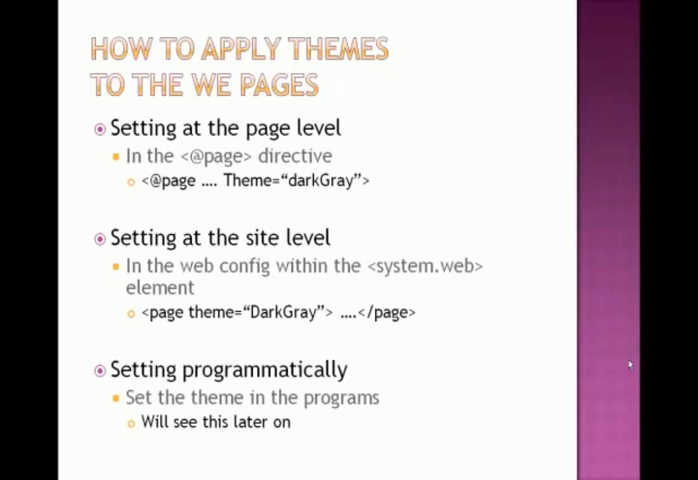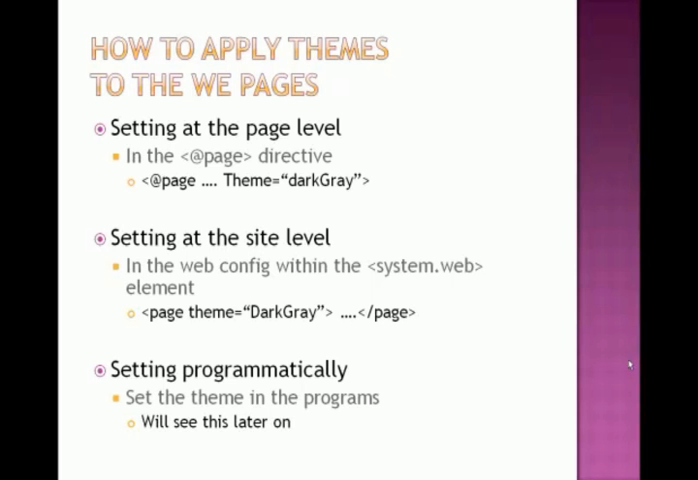There are three ways that you can apply themes to the web pages. You can set the themes at the page level. That is, you go to the page directive and create the attribute theme and assign it to the particular theme, which is the name of the folder containing the theme information and images and CSS files within the App_Themes folder of your website. Or you could apply a style sheet theme at the page directive.